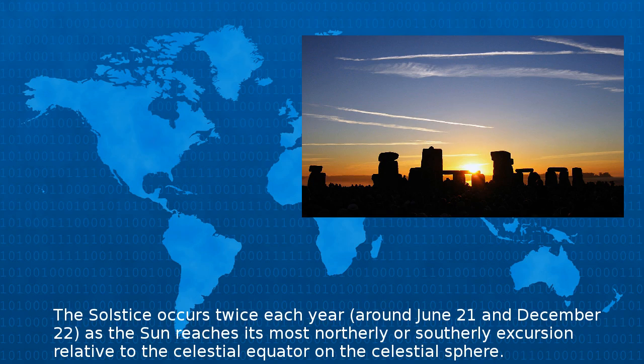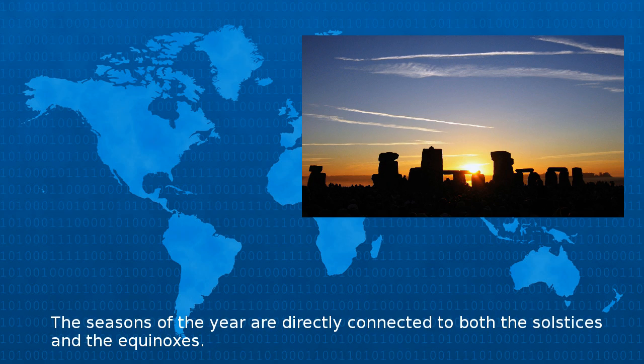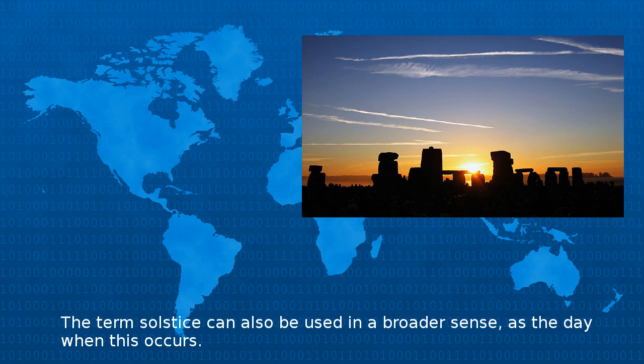The solstice occurs twice each year, around June 21st and December 22nd, as the sun reaches its most northerly or southerly excursion relative to the celestial equator on the celestial sphere. The seasons of the year are directly connected to both the solstices and the equinoxes. The term solstice can also be used in a broader sense, as the day when this occurs.